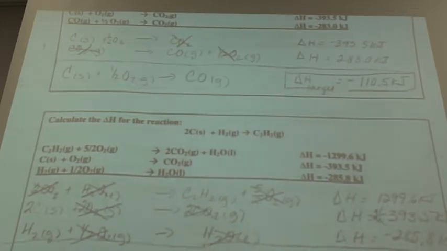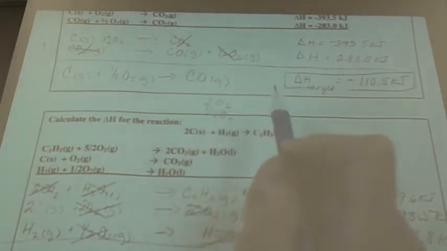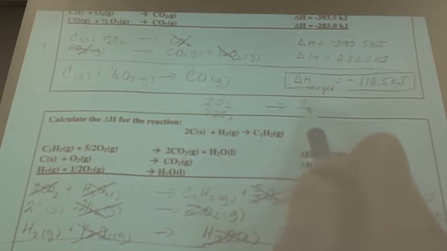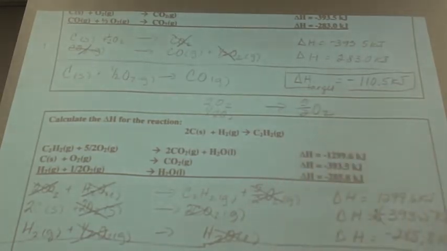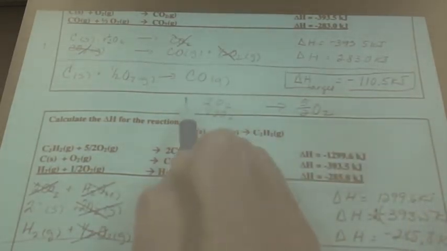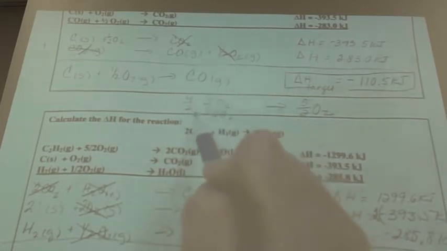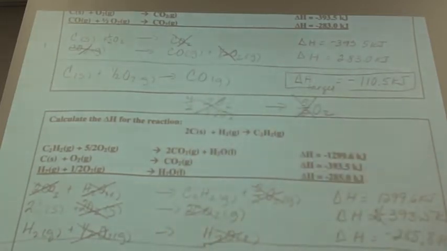How'd you get rid of all this O2? Okay, so you had 2 O2s on one side and 1/2 of O2 on the reactant side. You have 5 over 2 O2s on the product side. Another way to write this is 4 over 2. 4 over 2 plus 1/2 is 5 over 2, so canceling, canceling.